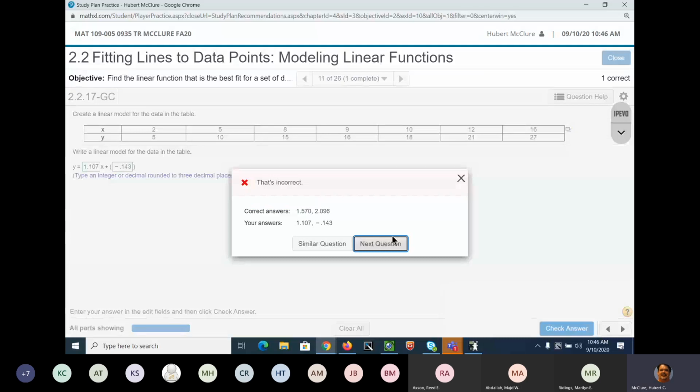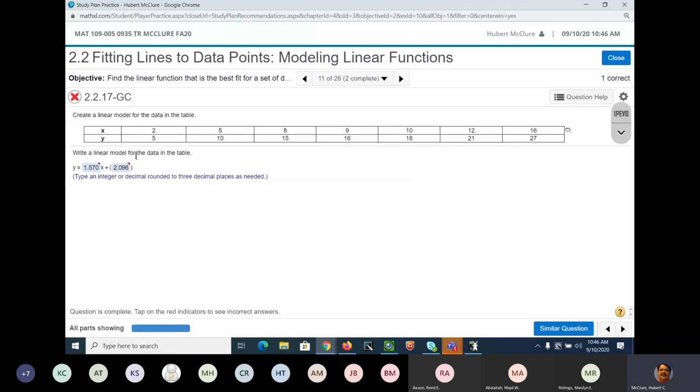Whoa, wait a minute. I've done something wrong. Correct answer is 2. Wait a minute. How can they get a positive? And I'm supposed to, wait a minute. How? I've got a positive slope. Okay, did they do something that I'm not aware of here? Hold on a second. Write a linear model for the data in the table.